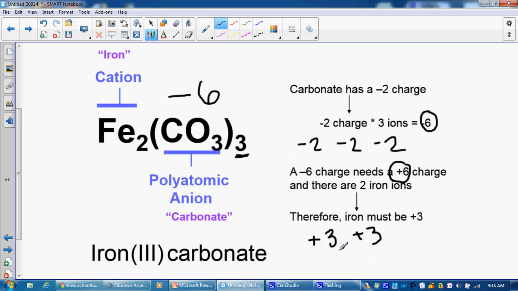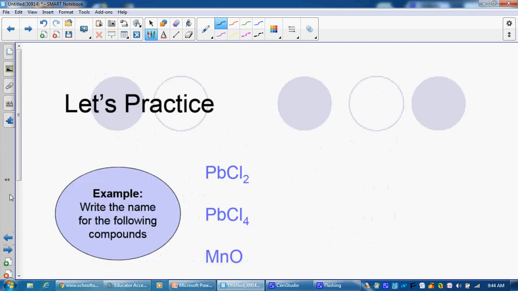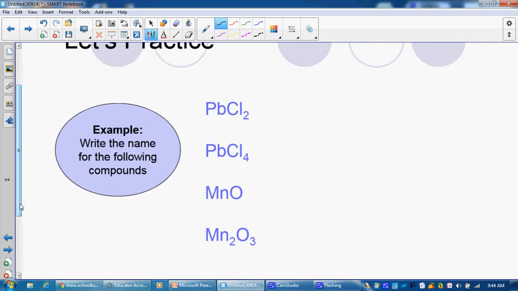So -2, -2, -2 gives us a -6 charge because there's 3 of this one, and there's 2 of this one. We have to have the +6 because these have to equal 0. Or you could think of it as -2, -2, -2 has to equal +3, +3, which has to equal 0. So each one of these irons has a 3 charge, and that's where the Roman numeral 3 comes from. You can see that these are a little more difficult. So go ahead and pause, go through these and see how you do figuring out the charge, and then we'll go through those together.